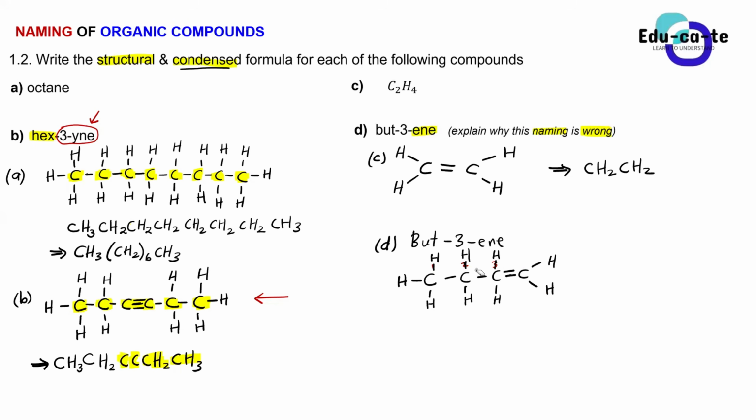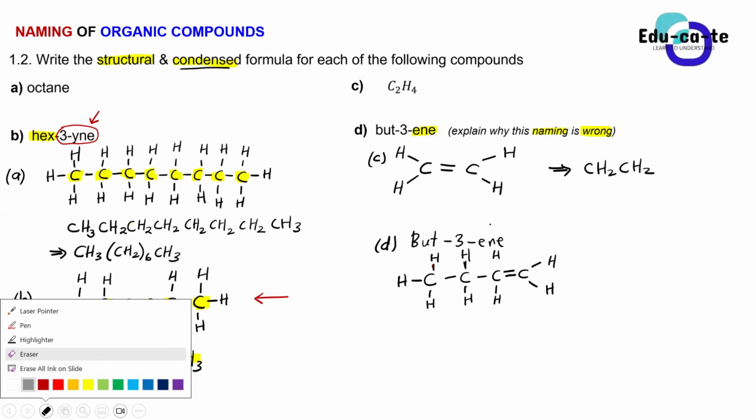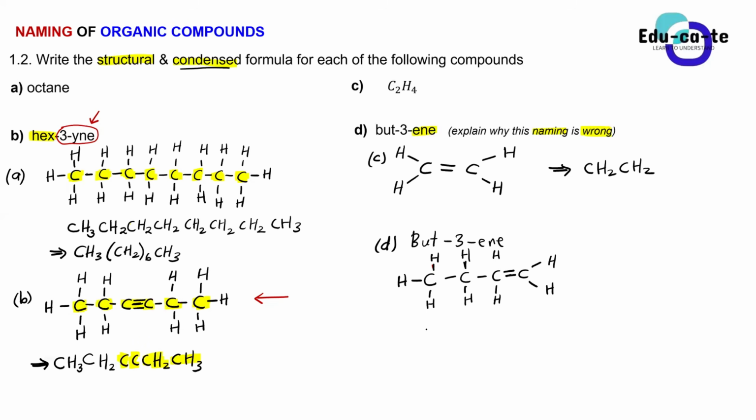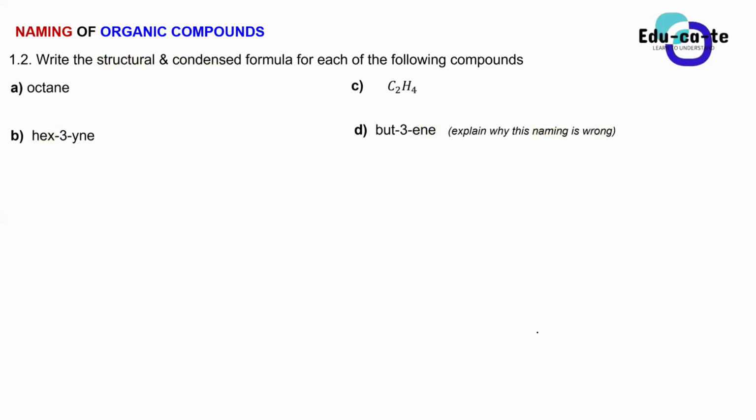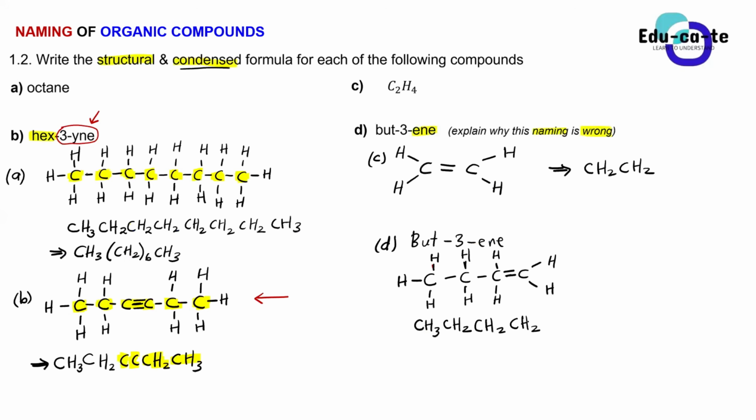So now let's hear Mahlodi. What is the condensed formula? How are we going to make the condensed formula there? CH3, so that's going to be CH3, CH2, CH2, CH2, and another CH2. Okay, like this. Okay, this is the condensed formula.